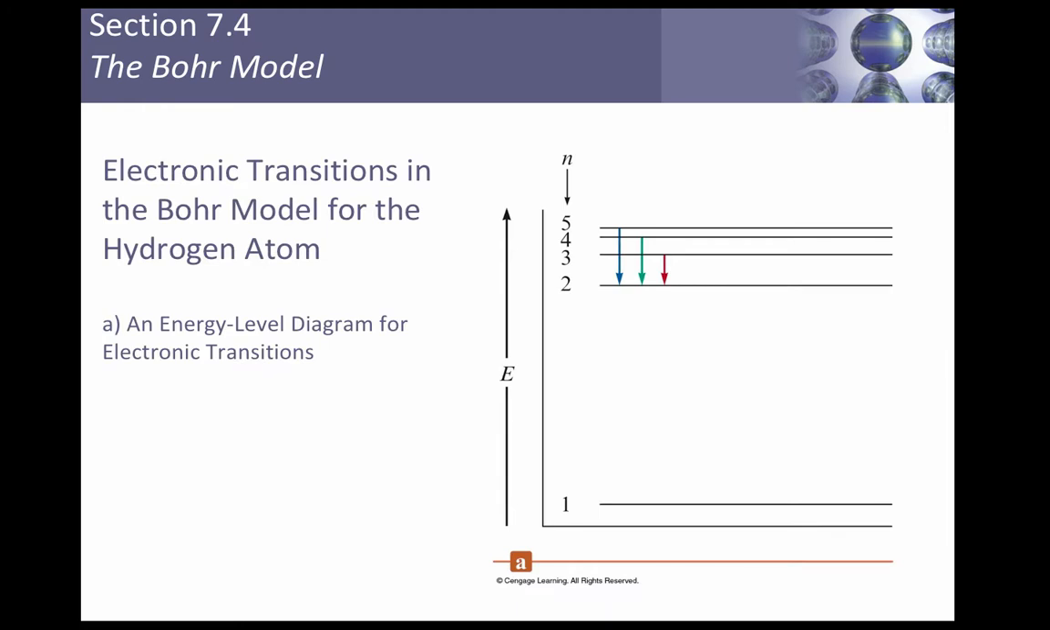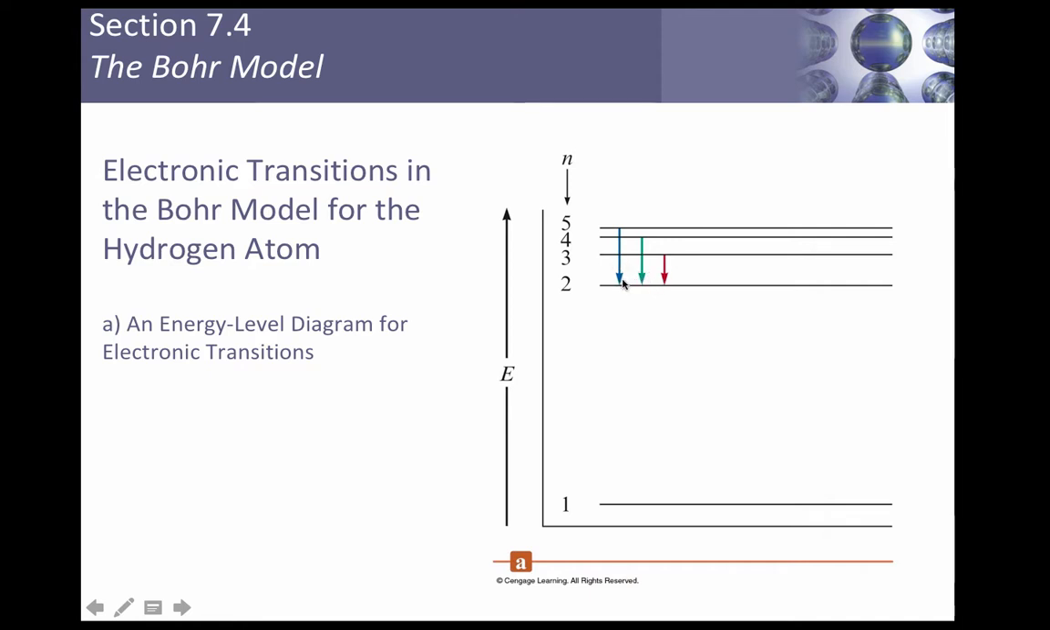So the idea here was that there were different levels, 1, 2, 3, 4, 5. The visible spectrum results from transitions to the second level. This is called the Balmer series. So you can have a 5 to 2, 4 to 2, and a 3 to 2. So that's the Balmer series.